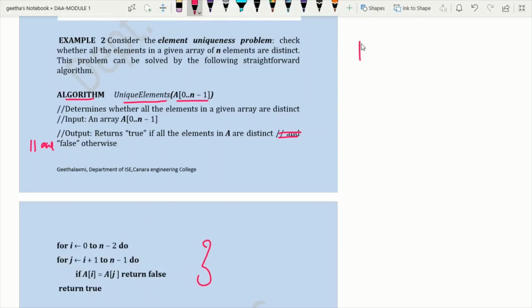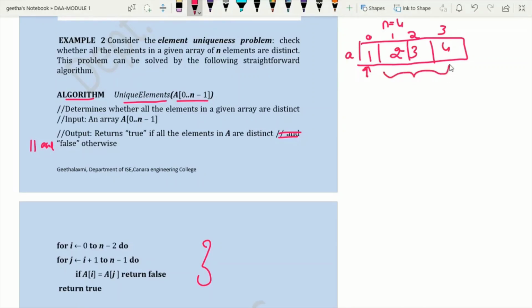I will take an array with n equal to 4. The locations here are 0, 1, 2, 3. The name of the array is A, and let me assume the elements in the array are 1, 2, 3, 4. So the locations are 0, 1, 2, 3. Let's check how exactly we are checking. My aim is to compare the first element with the remaining elements.